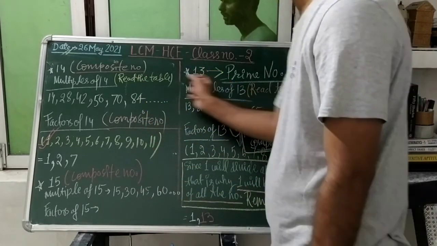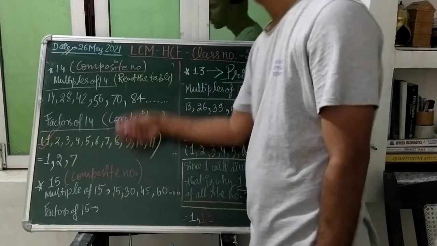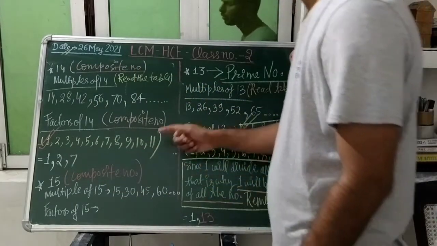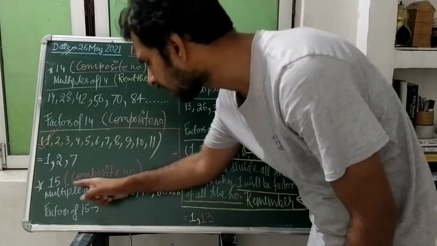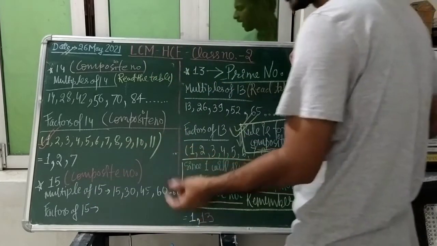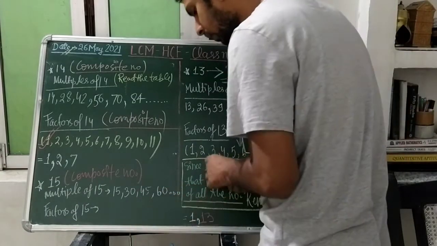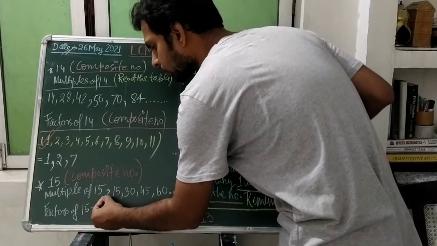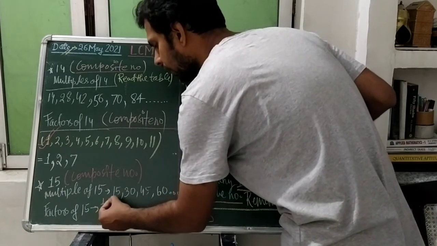Here was 13, here is 14, here is 15. So 14 and 15 are composite numbers, and for a composite number we shall apply this rule. So 15 is a composite number. When we talk about the factors of 15, of course, it is a composite number, so we shall apply this rule.